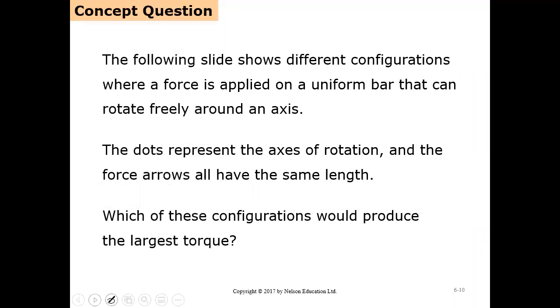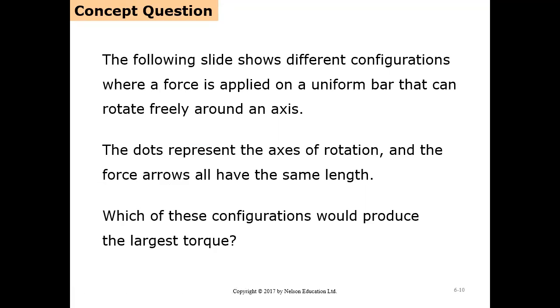Now we can check how much we understood by answering this question. Easy question, but a really good question. It really tells you how much you understood. The following slide shows different configurations where a force is applied on a uniform bar that can rotate freely around an axis. The dots represent the axis of rotation, and the force arrows all have the same length. Which of these configurations will produce the largest torque?